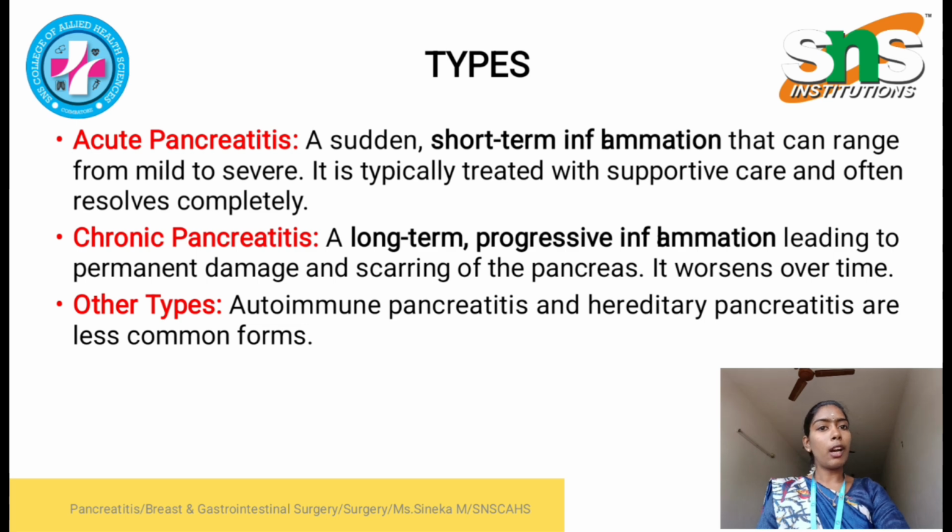Other major types are autoimmune pancreatitis and hereditary pancreatitis. In autoimmune pancreatitis, our own immune cells attack the pancreas. In hereditary pancreatitis, the condition is inherited.